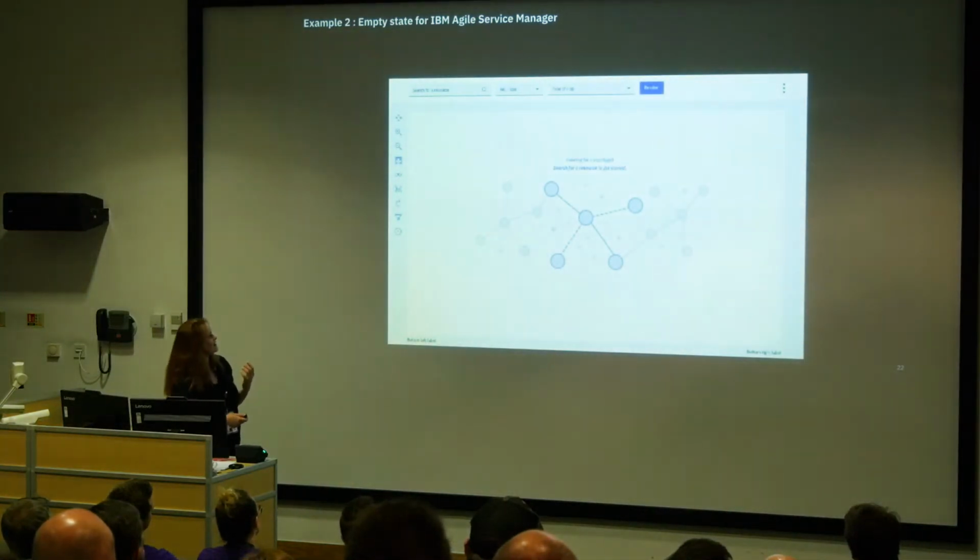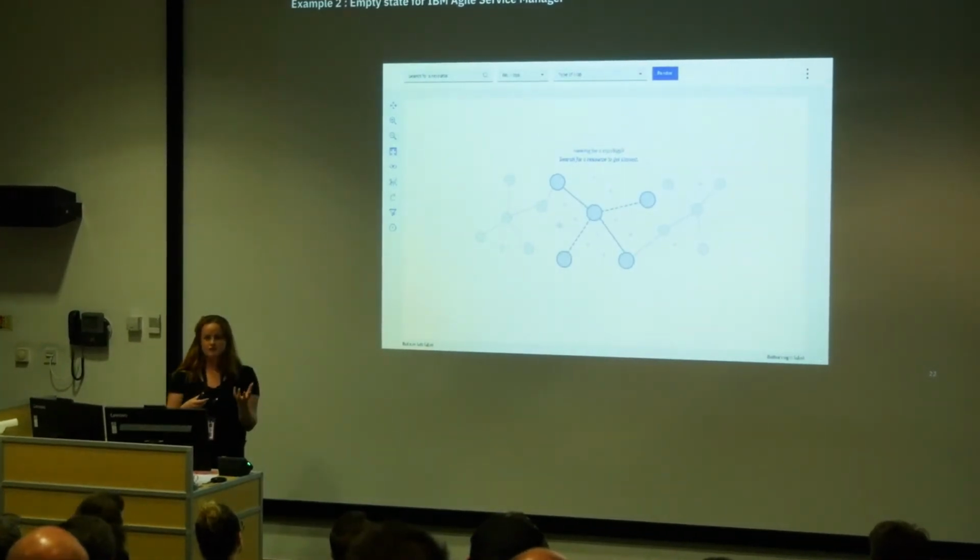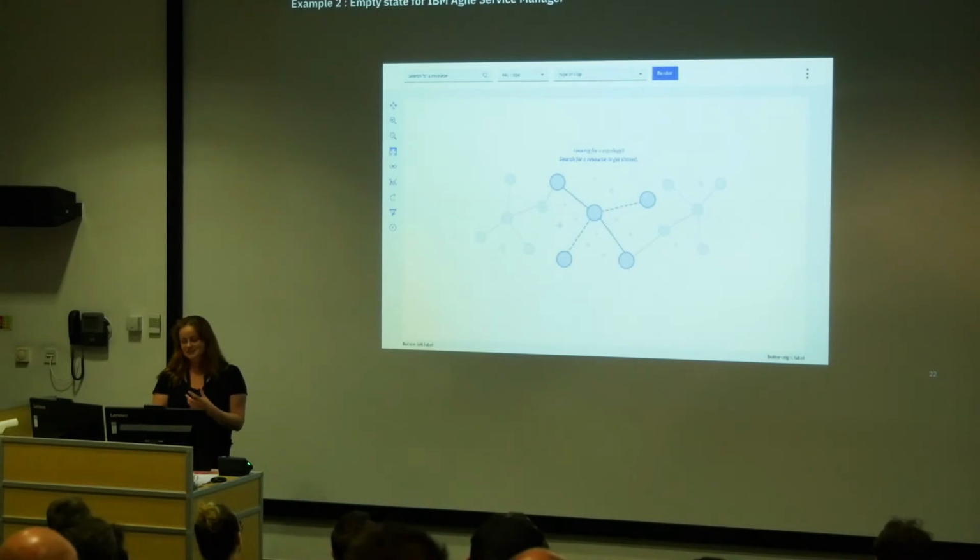And actually it's really pixelated, isn't it? It says, looking for a topology, search for a resource to get started. And that's because we wanted to make sure that we were linking the concept of topology, which is what people understand the product to be, with the concept of a resource. And it seems to have gone down really well with users, so that's good.